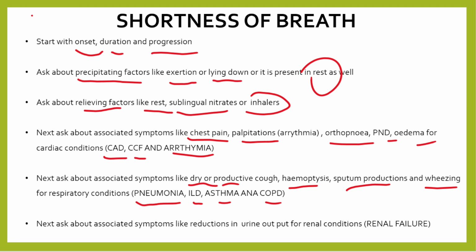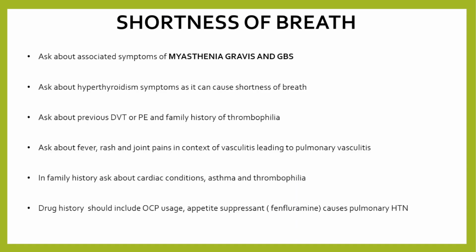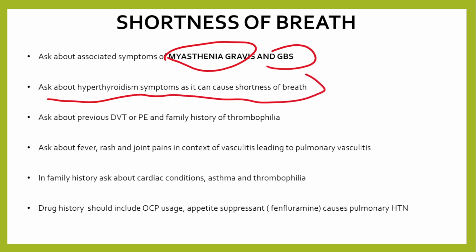Then we'll ask about symptoms associated with renal problems. The best question is to ask, has the patient noticed any reduction in urine output? Next, we'll ask about neurological conditions which can cause shortness of breath. These include myasthenia gravis and GBS. So we'll ask questions relating to myasthenia gravis and GBS, which will help us see what's going on. Then we'll ask questions about hyperthyroidism, as it is also associated with shortness of breath.